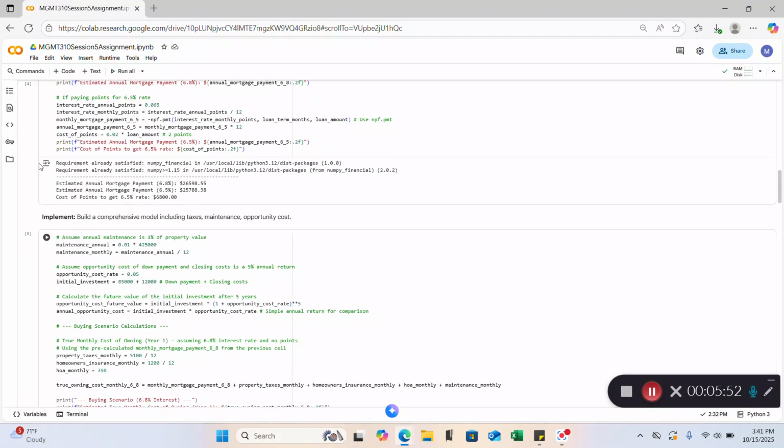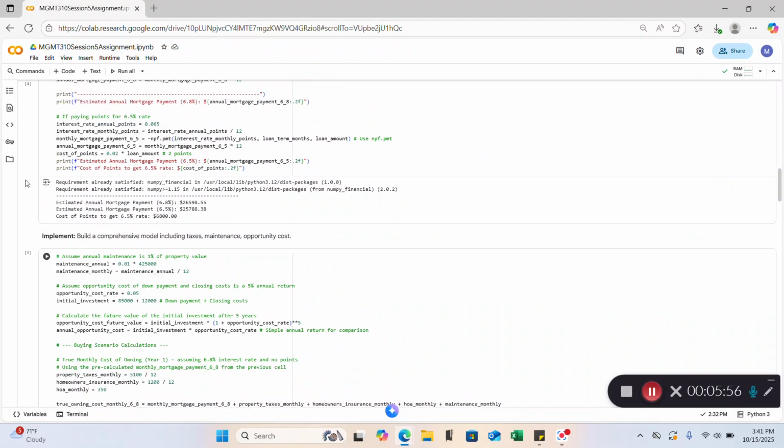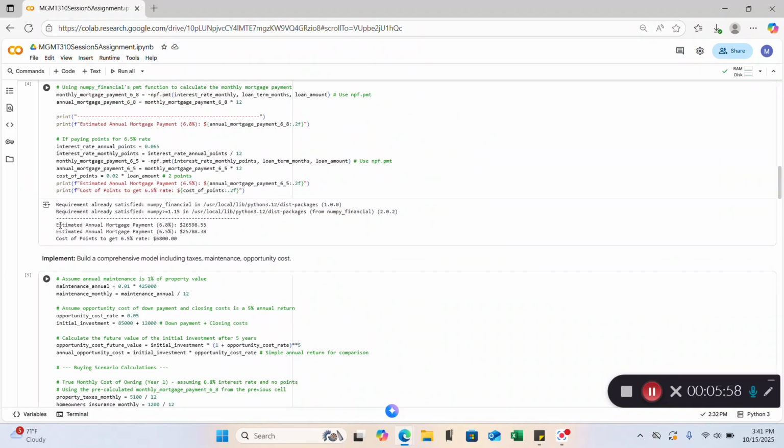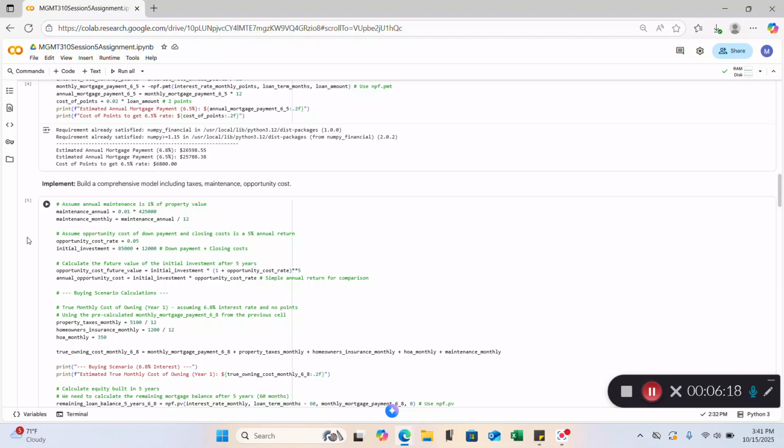And if we were to do it with a 6.5% rate, same thing, it would go through here and then print it out for us, where the estimated annual mortgage payment at a 6.8% rate would be $26,598.55 versus the estimated annual mortgage payment at 6.5% being $25,788.38. And the cost of getting points down to that 6.5% rate would be $6,800.